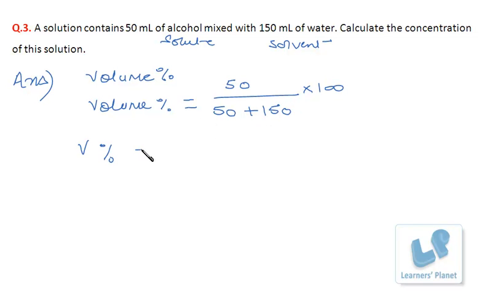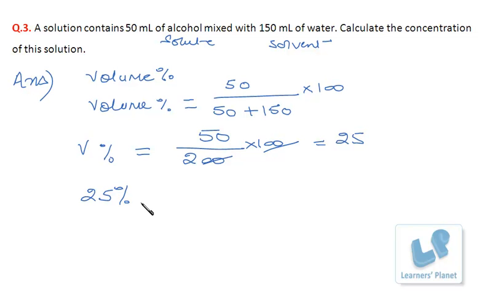Let's do the calculations. Volume percent is equal to 50 by 200 into 100. What will come? It is 25. So what is the concentration of the solution? The concentration of the solution is 25%. We can write it as volume by volume. So this way we can calculate the mass percent as well as the volume percent of the solution. And this is how the concentration of solution is expressed. Right? Now, do you know what is strength of a solution? The concentration of a solution can also be expressed in terms of strength.